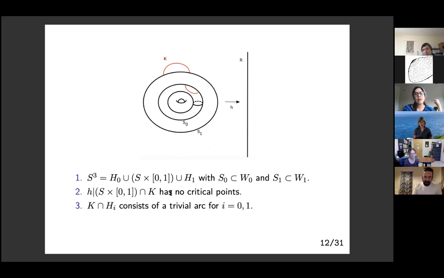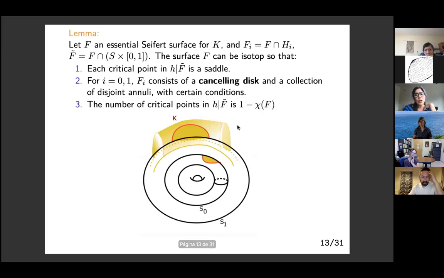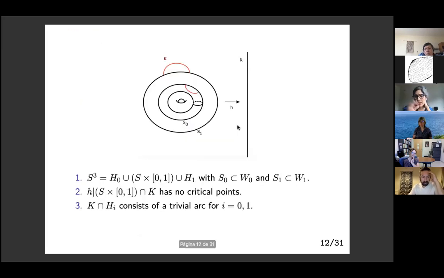And so, in words, this is what it is saying. So this is a trivial arc that can be pushed onto this torus, and this other trivial arc can be pushed into this torus, and we have the rest of the knot around this region without critical points with respect to this height function.